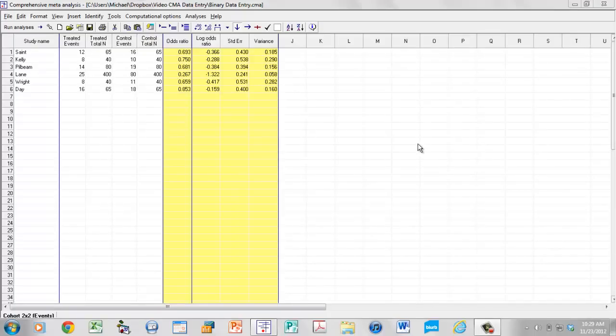The data set that I'm using here is discussed in our book Introduction to Meta-Analysis. In the prior video I showed you how to enter the data. The first study is SAINT. There are 65 patients in the treated group and 65 patients in the control group. 12 events in the treated group, 16 events in the control group. The program computes the odds ratio and the log odds ratio and its standard error.